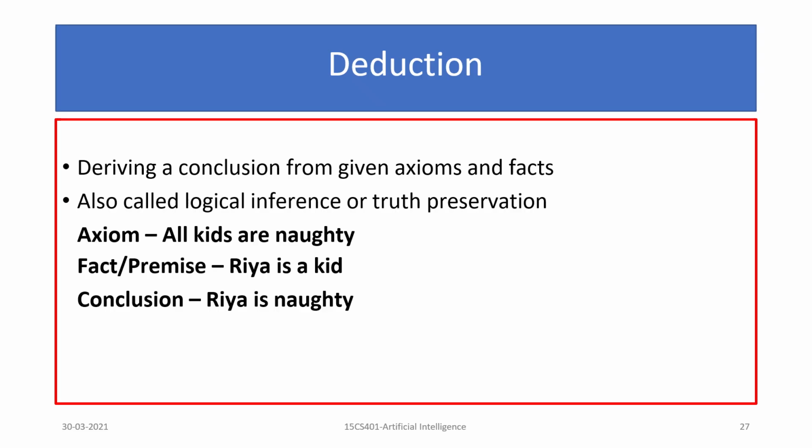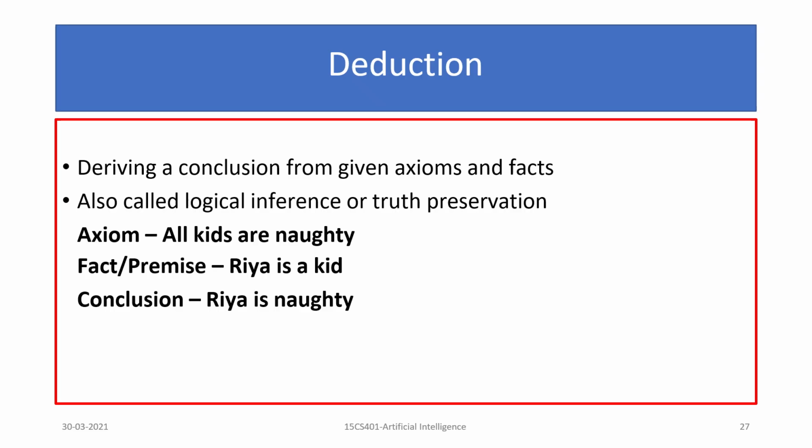So from this statement, from the axiom that all kids are naughty and from the fact that Ria is a kid, we conclude that Ria is naughty. Another example: all humans are mortal, the fact is Socrates is human, and the conclusion is Socrates is mortal. It produces logically correct conclusions, with high accuracy when premises are true, and is easy to verify.